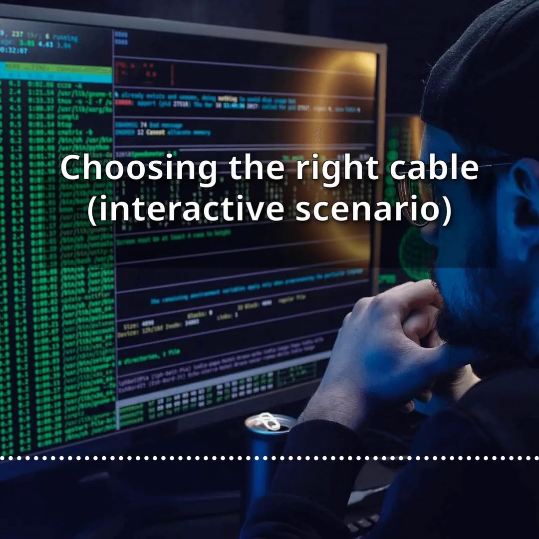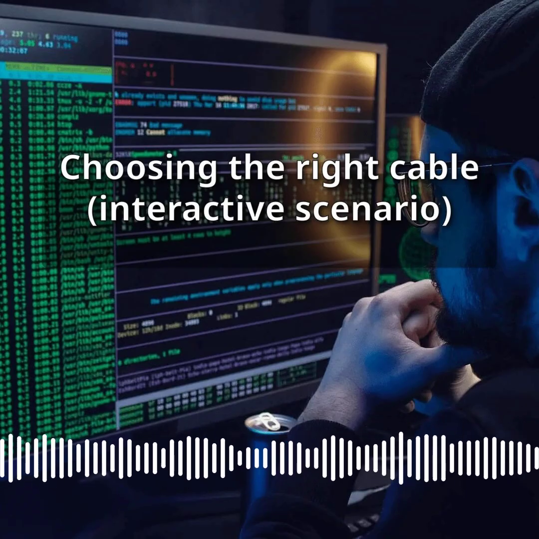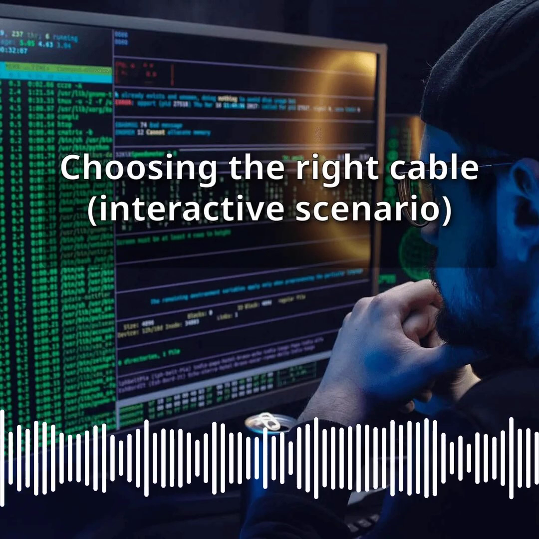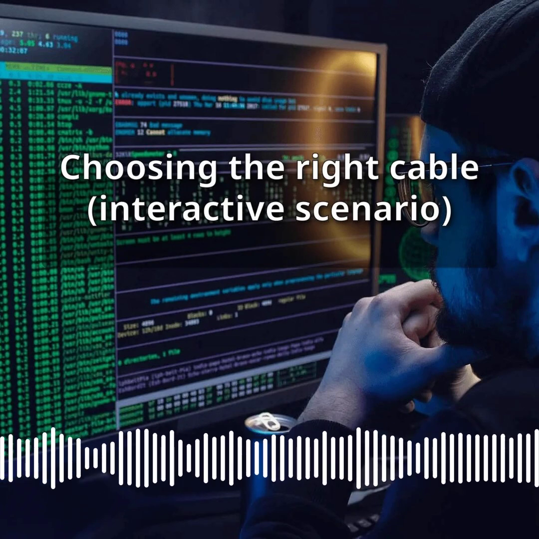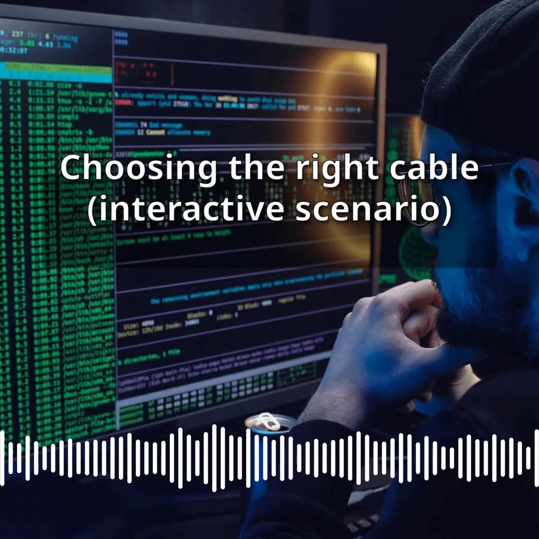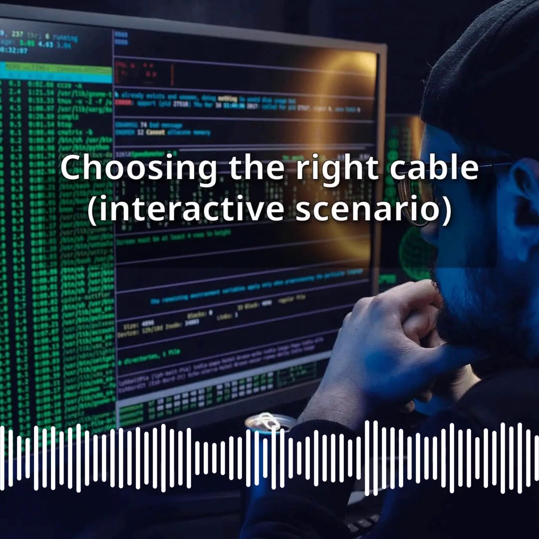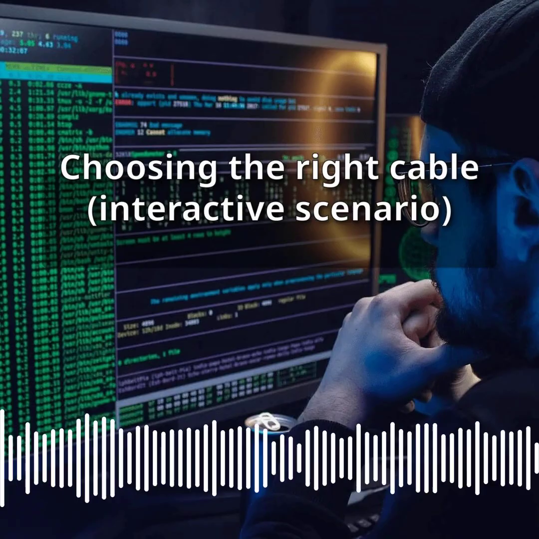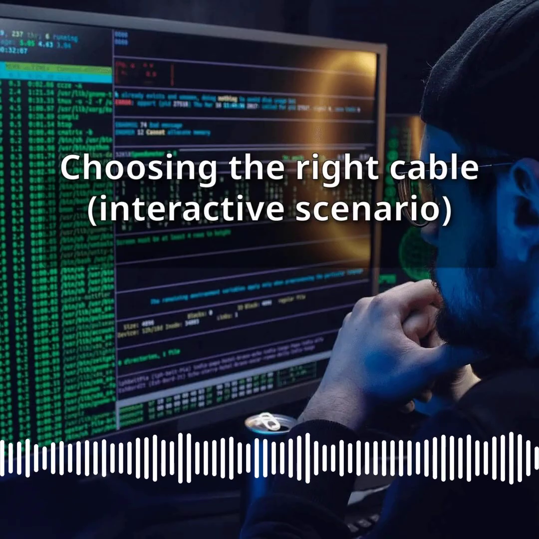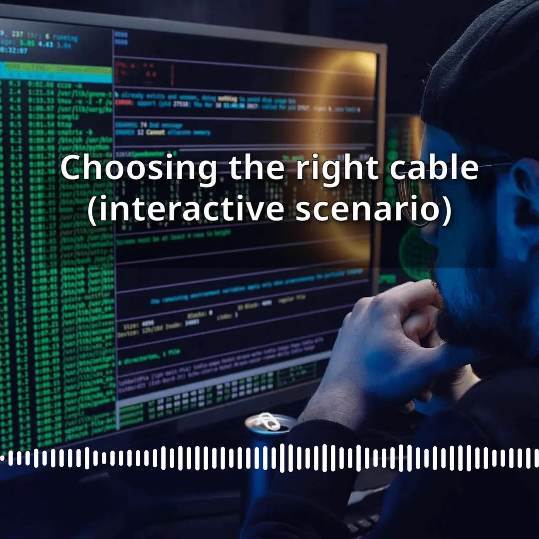Scenario overview. You are given the following 5 infrastructure scenarios. For each one, you must select the most appropriate cable type and justify your answer in writing. Your justification must reference technical constraints, distance, speed, interference, environment, and connect your reasoning back to OSI Layer 1 principles.